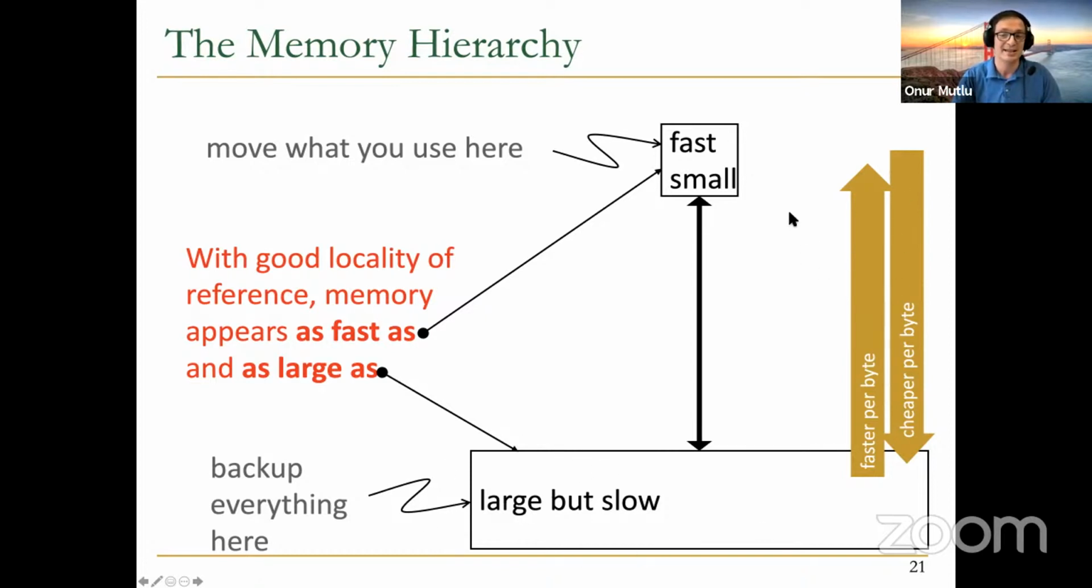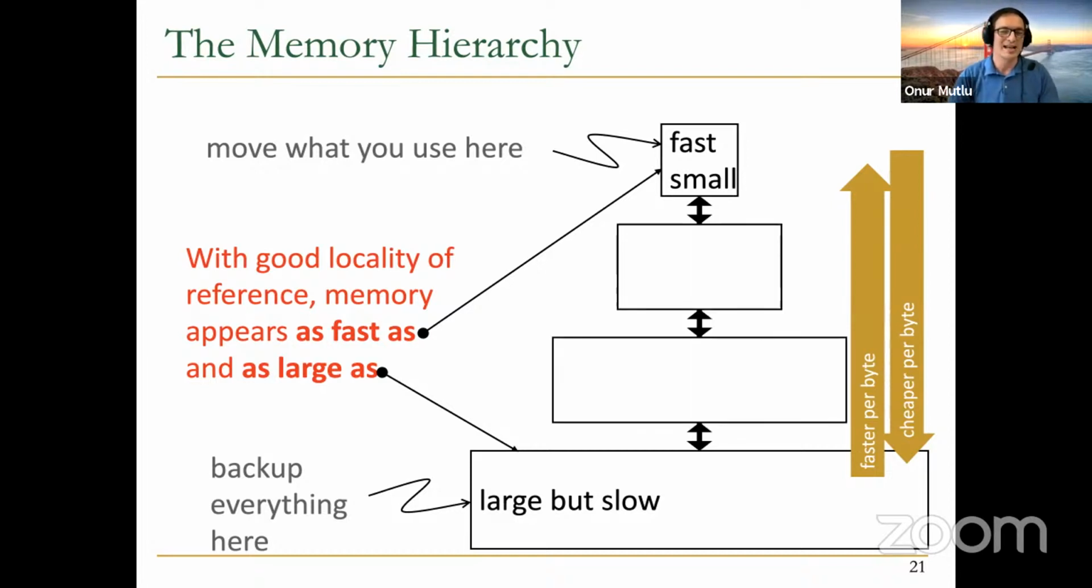And you can see that the fast memory is faster per byte over here, and as you go down the hierarchy, you get cheaper per byte. So with good locality of reference, which we will talk about, and with good management, your memory appears as fast as this fast and small memory, but as large as this large but slow memory. So you get the best characteristics of each. You get fast and large, and hopefully you don't get the small and slow, but you will get the small and slow if you don't manage the memory hierarchy well.